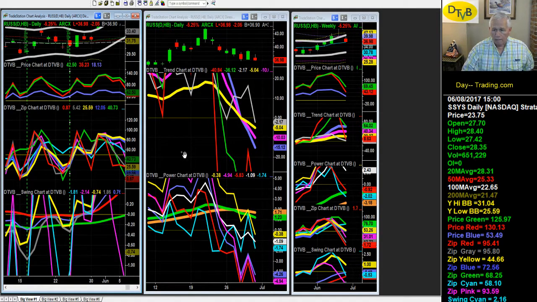So those are just briefly some comments that I wanted to make about the zip gray line. And when you see BOC and TOC patterns in that line, they usually cause strong movements.